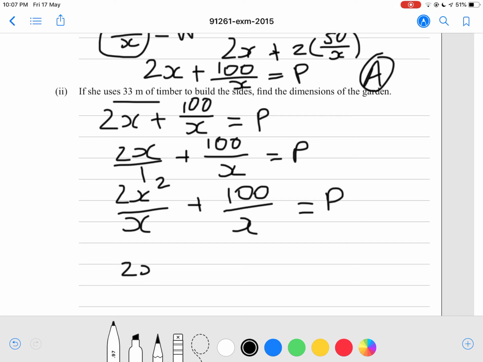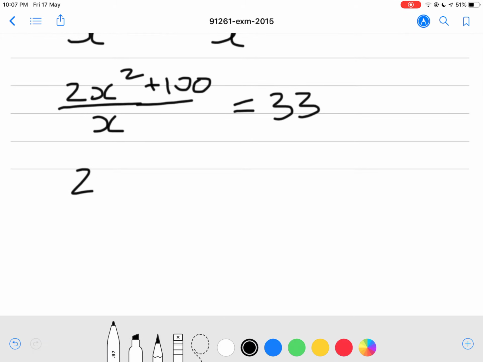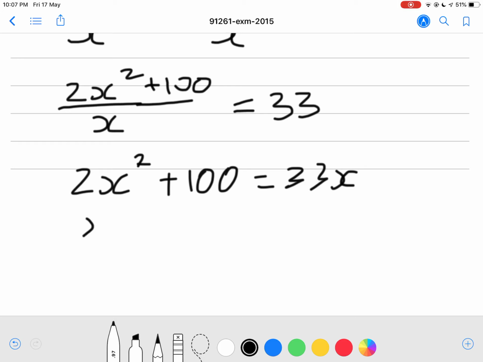we can say 2x squared divided by x plus 100 equals 33. Okay, so we're going to move the x to the other side, so we're going to say 2x squared plus 100 equals 33x. Now we're going to move the 33x back to the other side, so 2x squared minus 33x plus 100 equals 0.